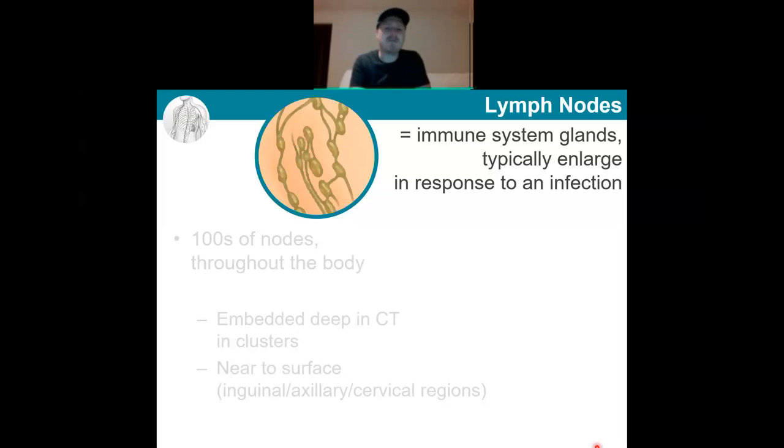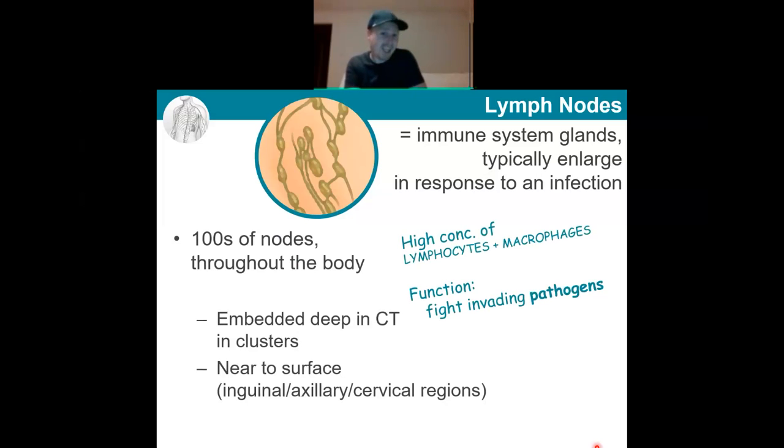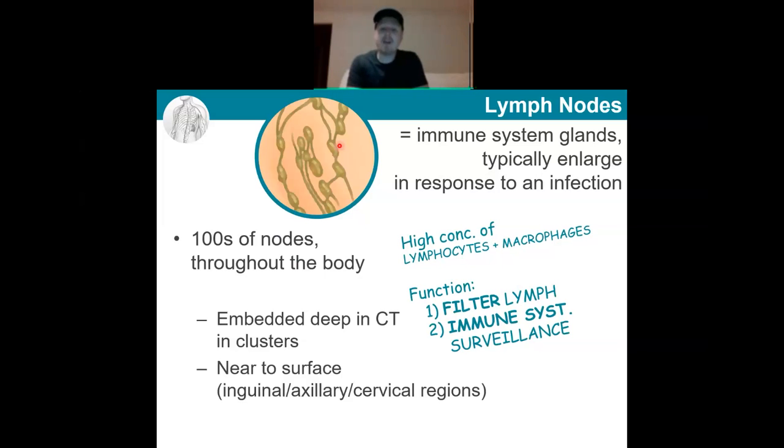Usually there's hundreds of those in your body, and they make long strings. So we find lymph nodes in certain areas as packed. And their function is to fight against anything that shouldn't be in your body. So they filter the lymph, and they also do the immune system surveillance. And that's why we talk about the immune system in this chapter. So those two are connected.